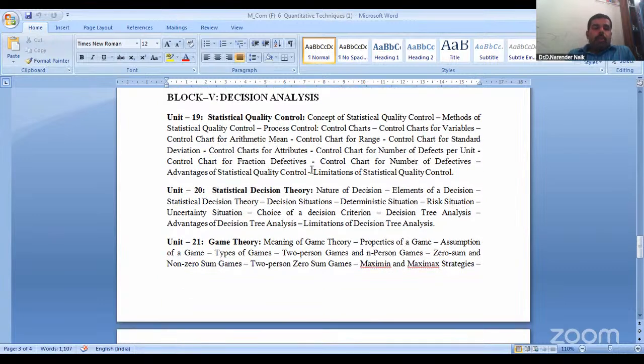Then unit number 20, statistical decision theory: nature of decision, elements of decision, statistical decision theory, decision situations, deterministic situations, a risk situation, uncertainty situation, choice of a decision criterion, decision tree analysis, advantage of decision tree analysis, limitations of decision tree analysis. So this is the statistical decision theory.